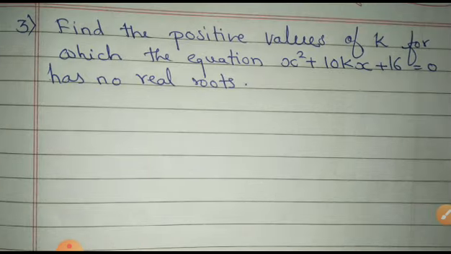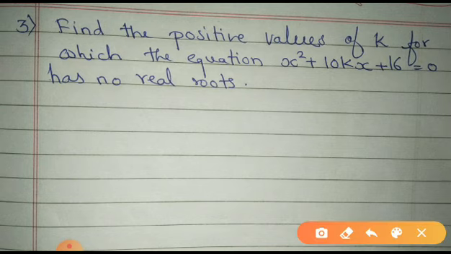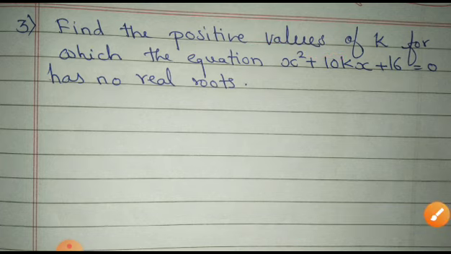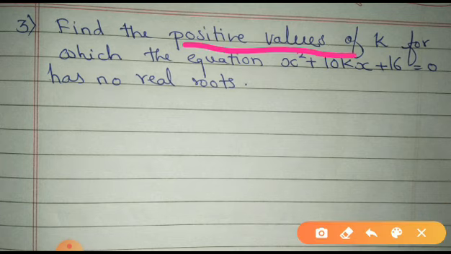Next, find the positive values of k for which the equation x square plus 10kx plus 16 equal to 0 has no real roots. Okay, here we have to find only what? Positive values of k. In the previous ones we wrote plus or minus, so you took both the signs. Now here we have to get only positive values of k.